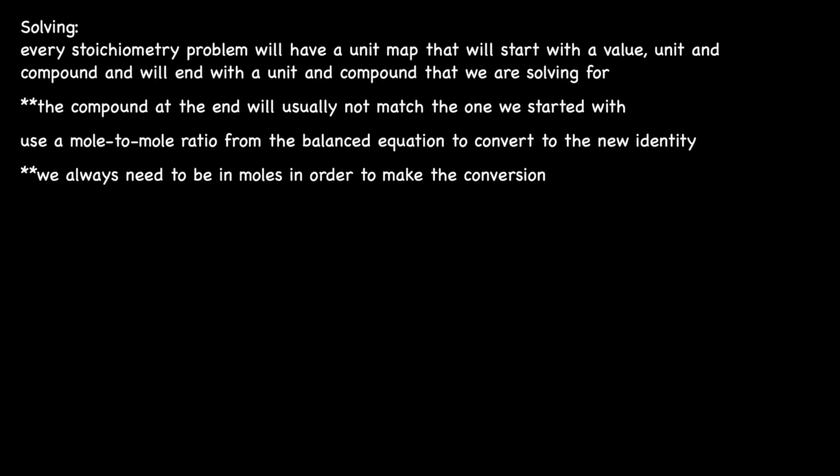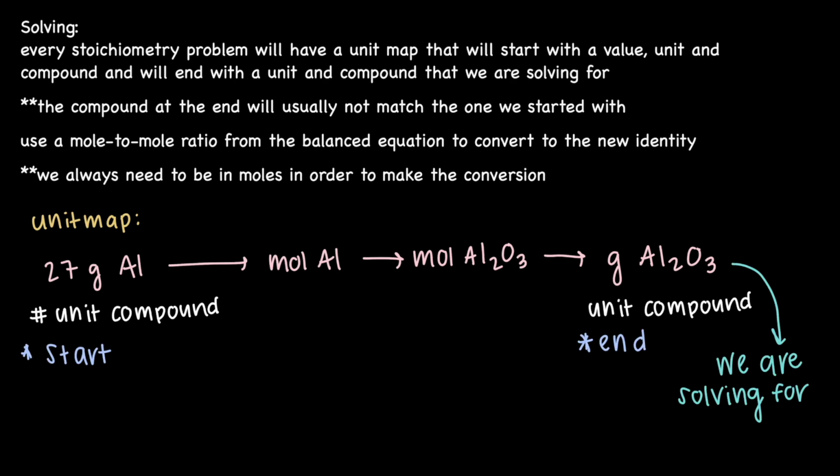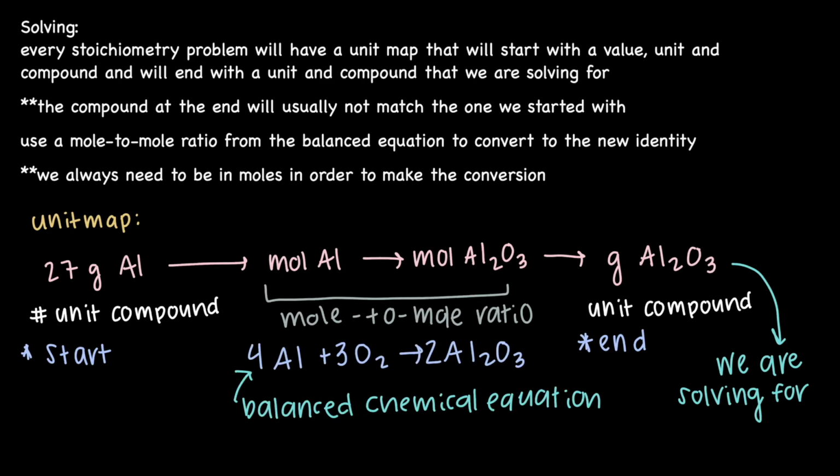Every stoichiometry problem will have a unit map that will start with a value, unit, and compound, and it will end with a unit and compound that we are solving for. The compound at the end will usually not match the one we started with. This is where we must use a mole-to-mole ratio from the balanced equation to convert to the new identity. This means we always need to be in moles in order to make the conversion.